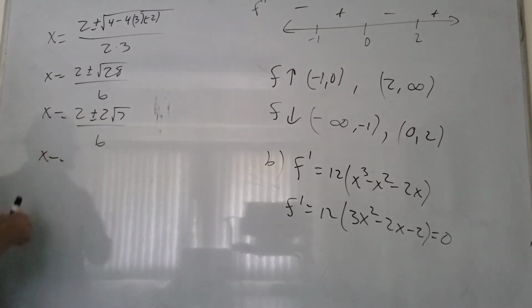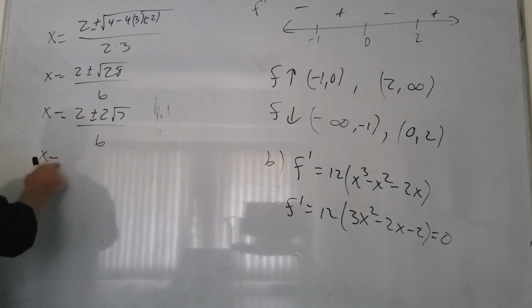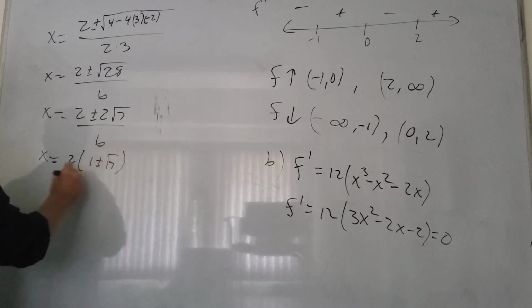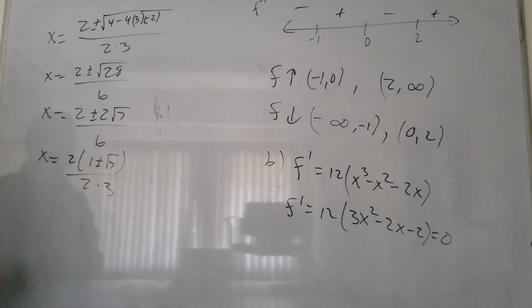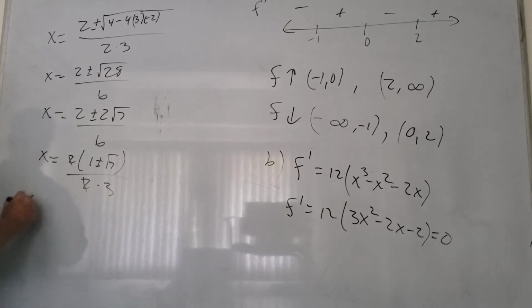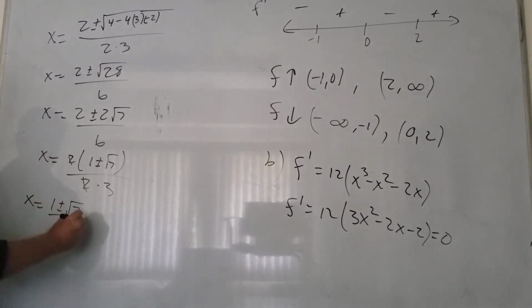If I factor out the 2, I'll do this step by step, we get 1 plus and minus root 7. 6 is 2 times 3. So this 2 cancels with that, and we get 1 plus and minus root 7 over 3.